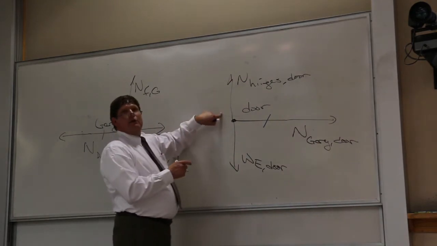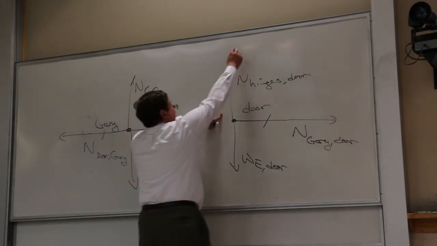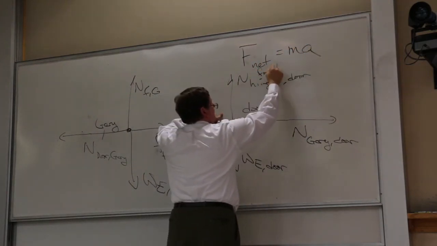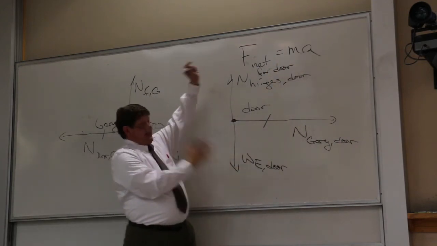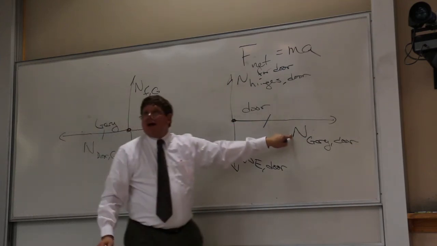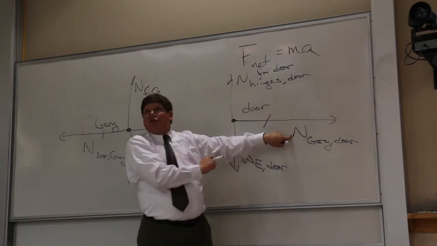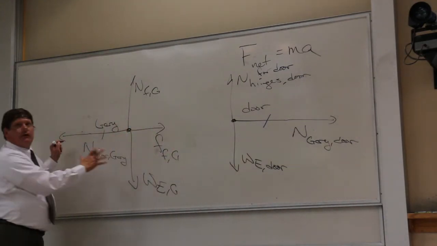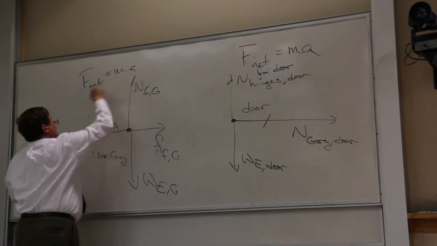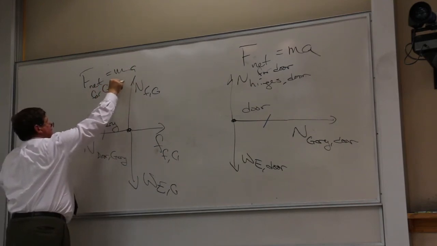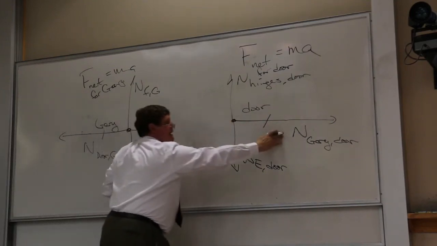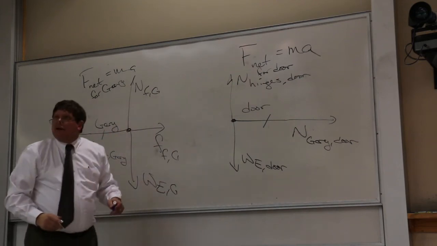When I'm interested in the motion of the door, whether it will open or not, I use F net equals MA for the door. Now, F net is just all the forces on the door. This one can't cancel that one because it doesn't get to play in this equation. Likewise, when I'm looking at the motion of Gary, whether he slides across the room or not, I use F net equals MA for Gary. And that F net is all the forces on this diagram. And again, that force can't cancel this one because it's not in the equation.